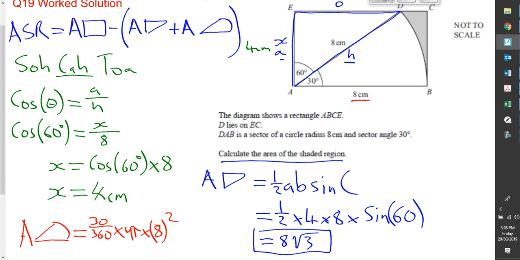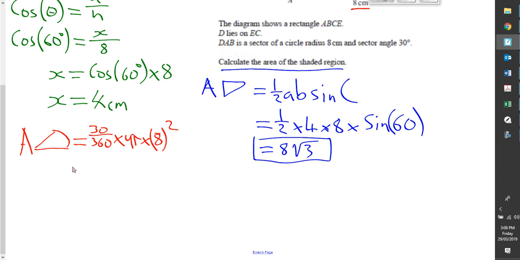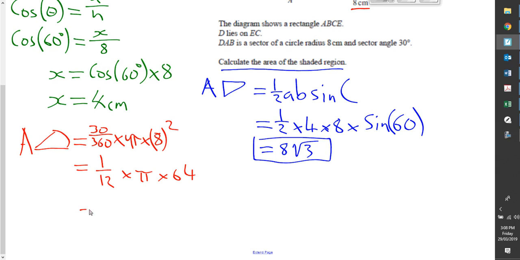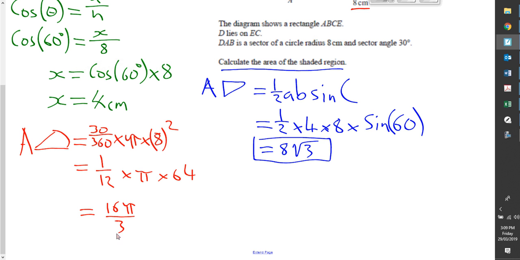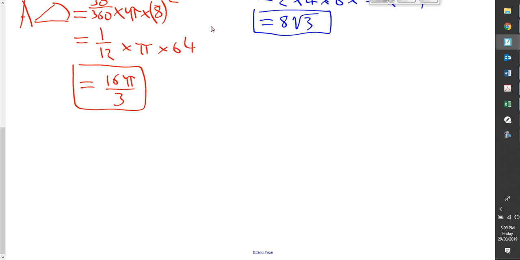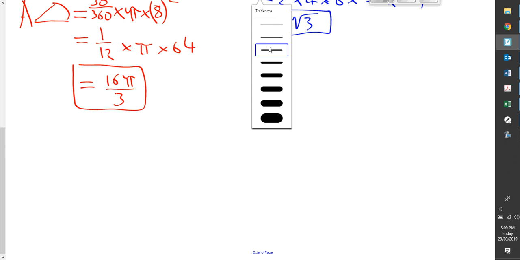If we simplify that, 30 over 360 is going to be 1 over 12, multiplied by pi multiplied by 8 times 8, which is 64. If we simplify that out, and you can do that on your calculator again, we'll end up with 16 pi over 3. All right, so that's our other area there. So let's go for a completely different flavour for the answer. We'll go for black here.